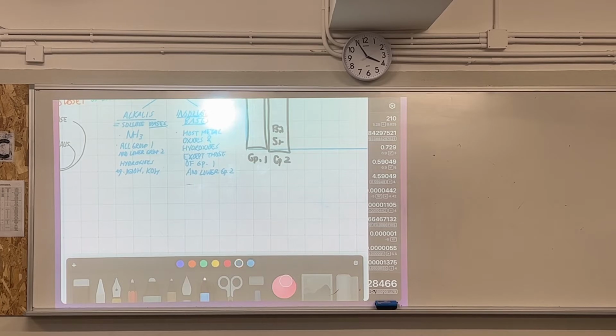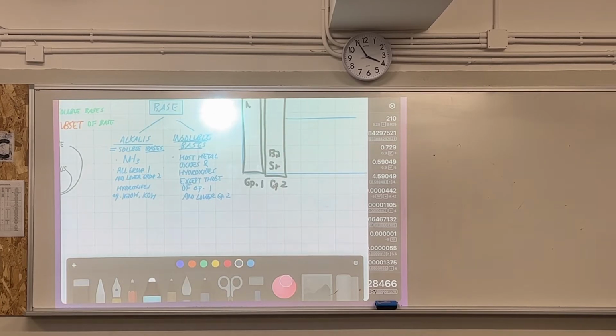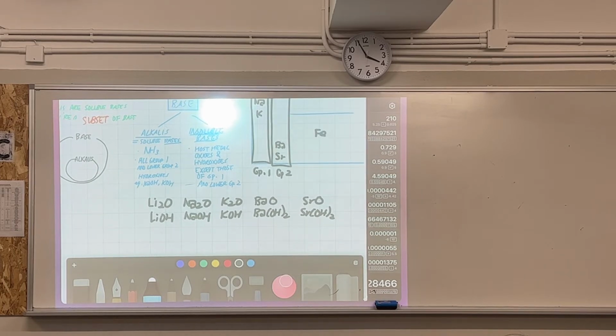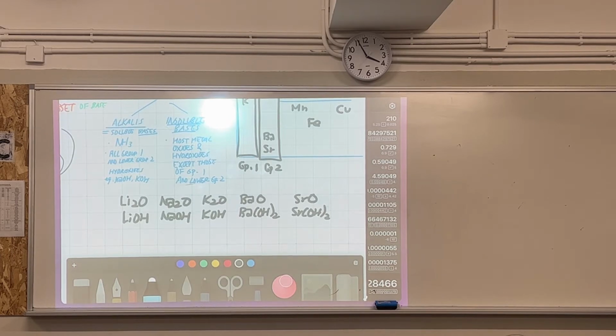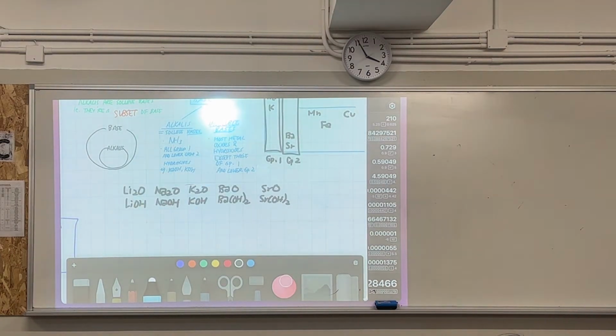That means we can write a few things down. We have Li, Na, K. If I have Li2O, LiOH, Na2O, NaOH, K2O, KOH, BaO, Ba(OH)2, SrO, and Sr(OH)2 compared to a bunch of other metals like Fe, Cu, Mn. So what do you think are the solubility of these oxides? MnO, FeO, Fe(OH)2, CuO, and Cu(OH)2.